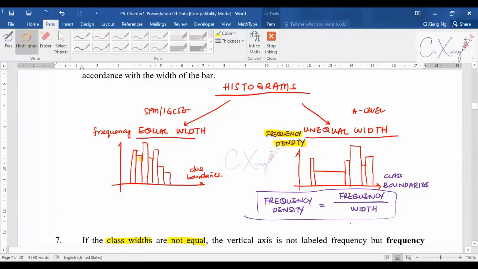In the next video, I'm going to discuss with you how to draw the unequal width histogram. For this video, you just make sure that you understand all the important terms first.